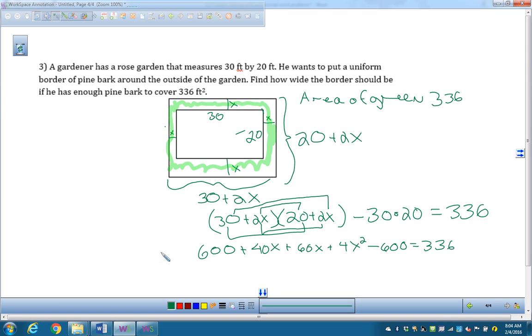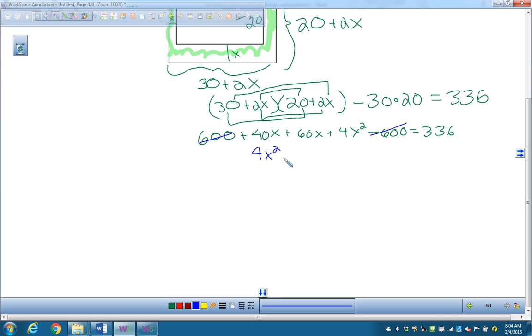That's your big equation. But it's nice because some things kind of combine and disappear. What could I cross out? Who said 600? You said that right. There's a plus 600, minus 600. You could get rid of those. I could take the 4x squared, put it in front. I can add together my 40x and 60x and get 100x. And I could take away 336 from both sides, right? And make that minus 336 equals 0. So now I have a nice quadratic equation.